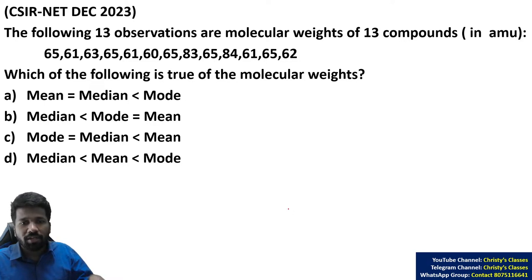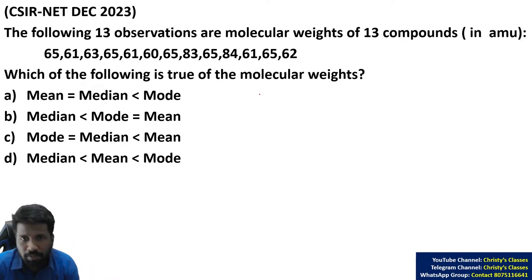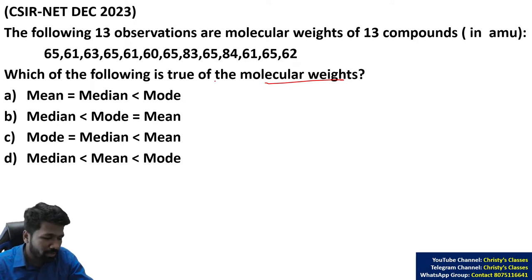Okay, so I'll explain. The following 13 observations are molecular weights of 13 compounds. Which of the following is true for the molecular weights? The molecular weights idea is just given to add something more to the question. That has nothing to do with the solution part. It is only asking mean, median, mode. You should know what is mean, median, mode.